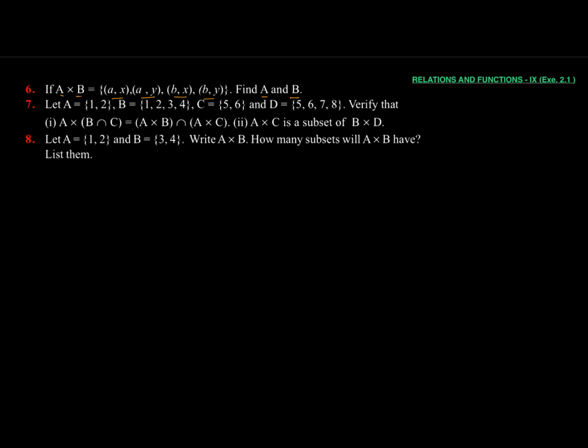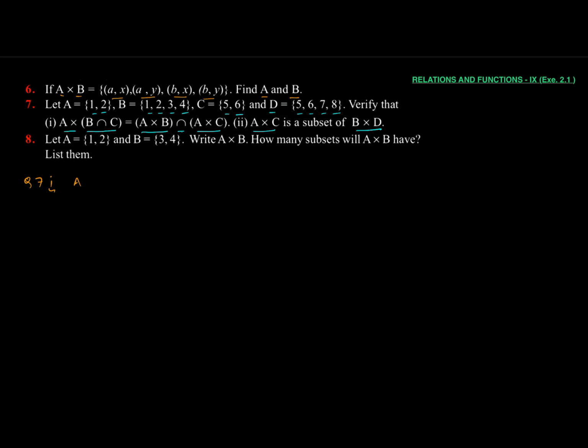Question number 7. Let elements of set A be 1 and 2. The elements of set B be 1, 2, 3 and 4. The elements of set C be 5 and 6. And the elements of set D be 5, 6, 7 and 8. Now we'll have to verify that A cross (B intersection C) will give us the same result as (A cross B) intersection (A cross C). And we'll also have to prove that A cross C is a subset of B cross D, meaning that the Cartesian product of A and C is a subset of the Cartesian product of B and D. So this is question number 7.